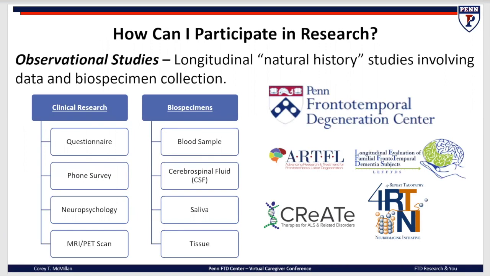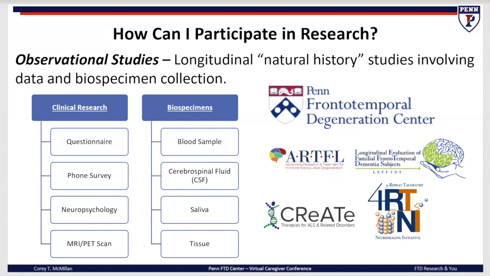So how can I participate in research? There's many different types of research, and it's helpful to give a few definitions of the different forms of research and what's involved. So observational studies, these are studies that are often longitudinal, looking at the natural history of disease and collecting data and specimens from patients to help us understand the biology and help us frame how we would approach a clinical trial for FTD and related disorders.